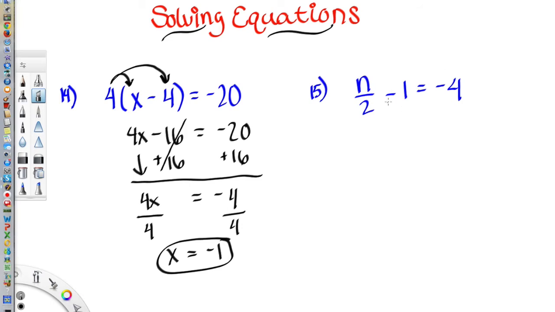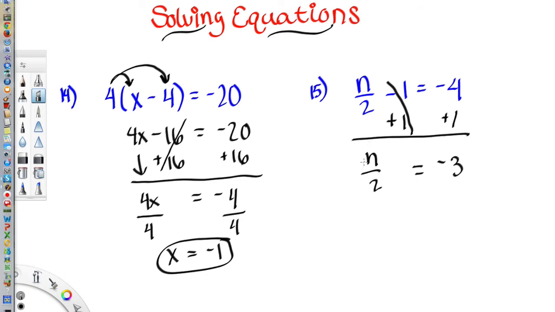The first thing I need to ask myself is anything being added or subtracted to the variable side, and the answer is yes. 1 is being taken away. The inverse of taking 1 away is adding 1. And what I do to one side, I need to do to the other. Okay, that cancels that out. I bring down my n divided by 2 is equal to a negative 4 plus 1. And a negative 4 plus 1 is going to be a negative 3.